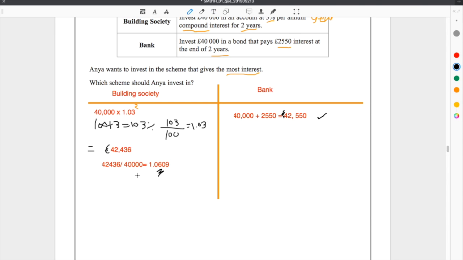And we do the same for the bank. Divide that by 40,000. So we'll type that out: 42,550 divided by 40,000. And that gives us 1.06375. And again, clearly that demonstrates that the bank is the better option here, because this is a higher value than this.